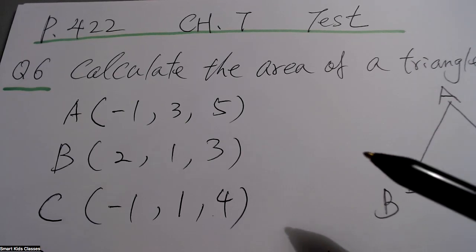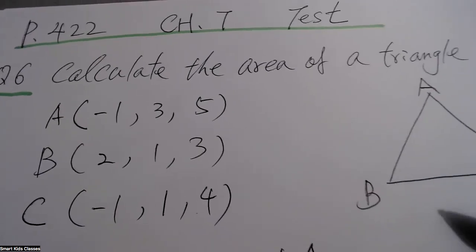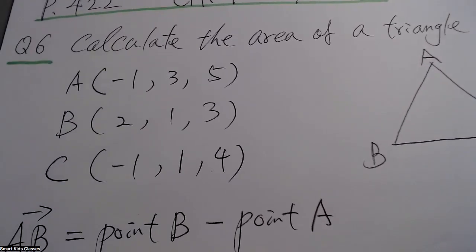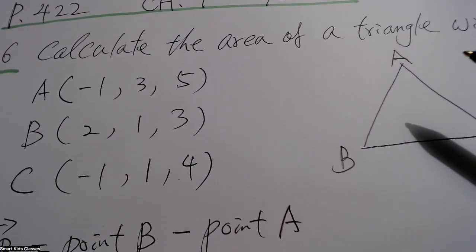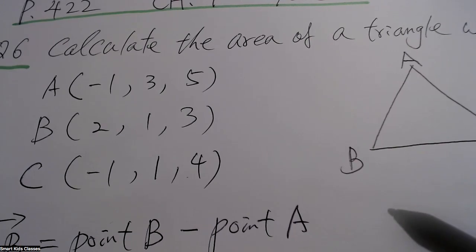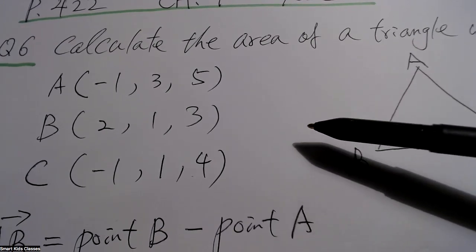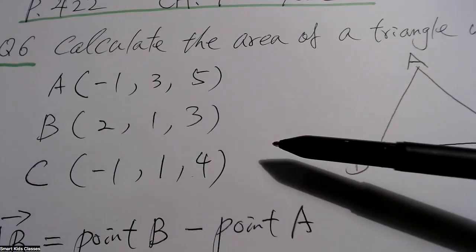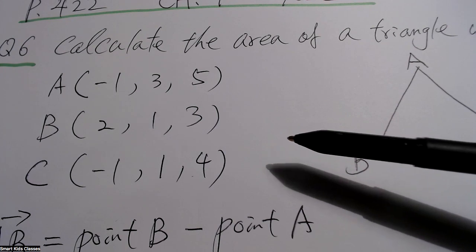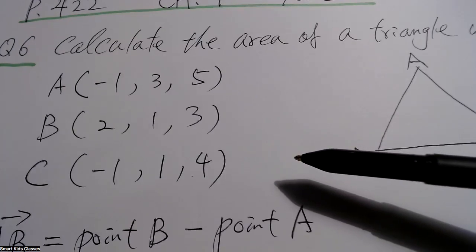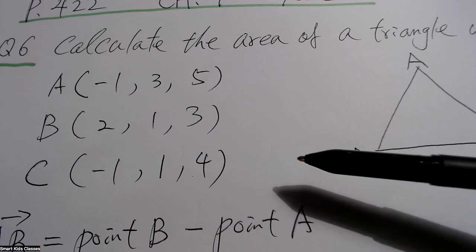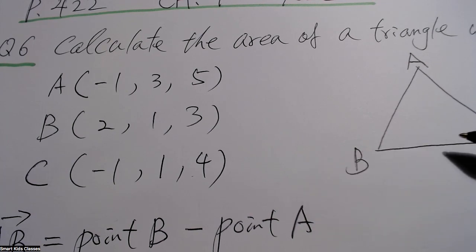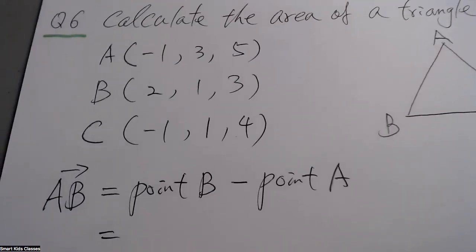Now, question 6 is giving you points A, B, C of a triangle, so we're going to find the area. To find the area, we need to find the vectors from the points, then take the cross product, find the magnitude of the cross product, and divide by 2. Then we arrive at the answer for the triangle area. Now let's find the vectors first.